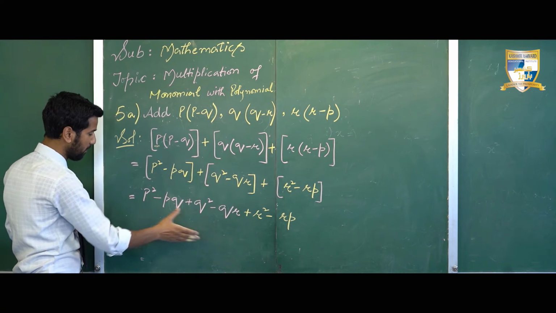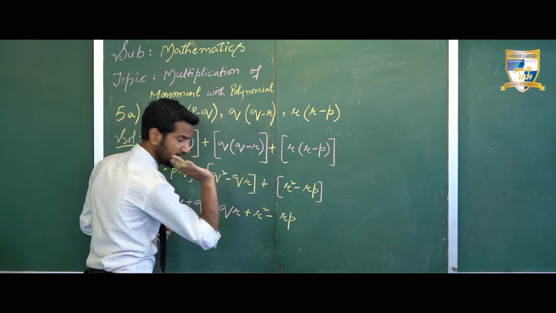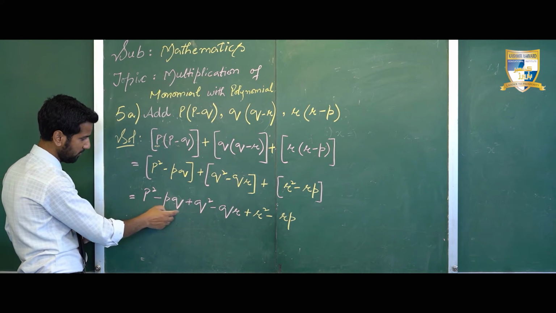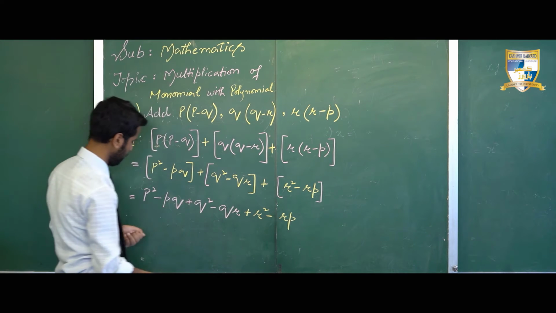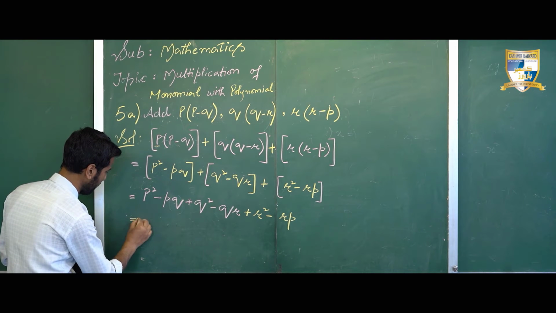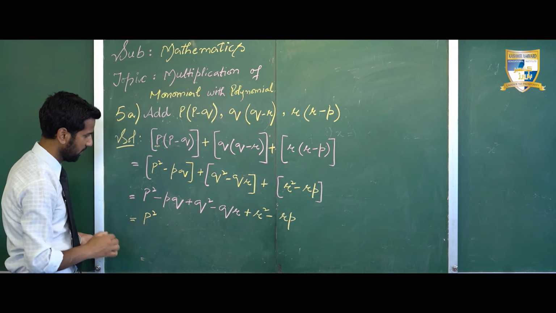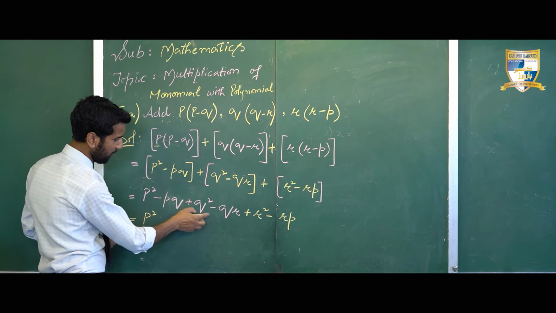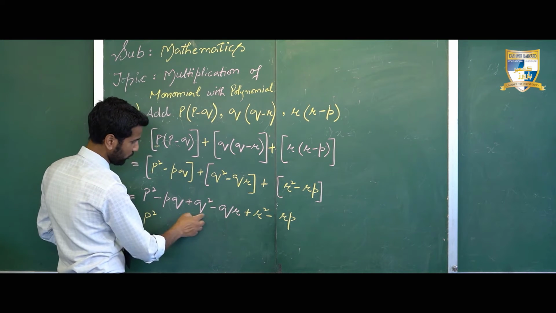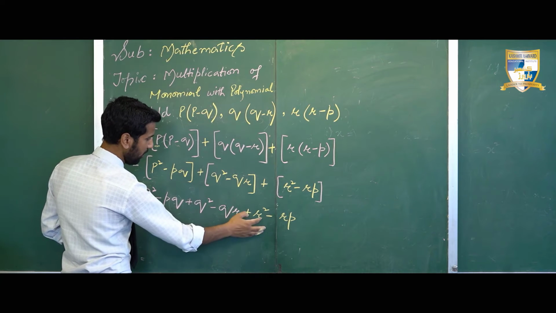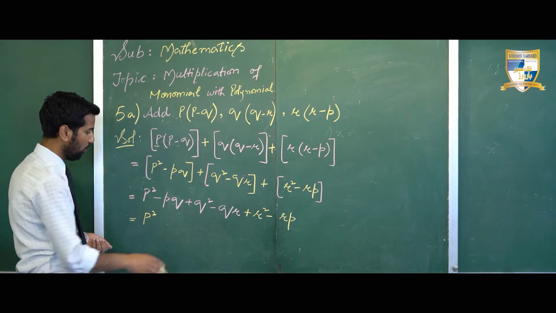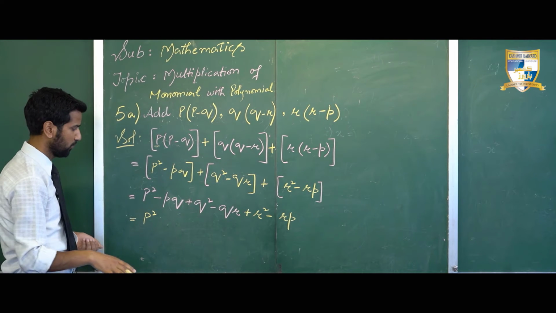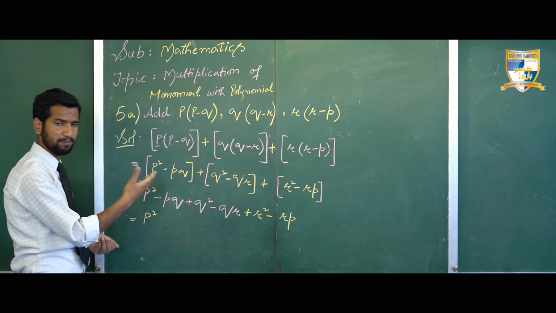Now after removing the brackets, the expression would be something like this. Now P square, it's only one P square that we have here. Then we have PQ, only one PQ here. Q square, QR, R square, RP. So all the six terms here are unlike terms, so we can't add or subtract here.